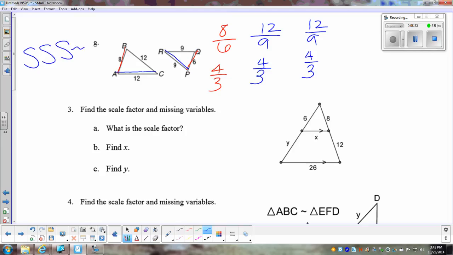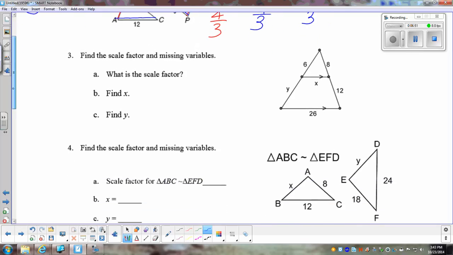So looking at number 2, just because all of ours on the review working did end up being similar doesn't mean the ones on your test will always end up being similar. So make sure you are careful that you are looking for only side, side, side, side, angle, and angle, angle.